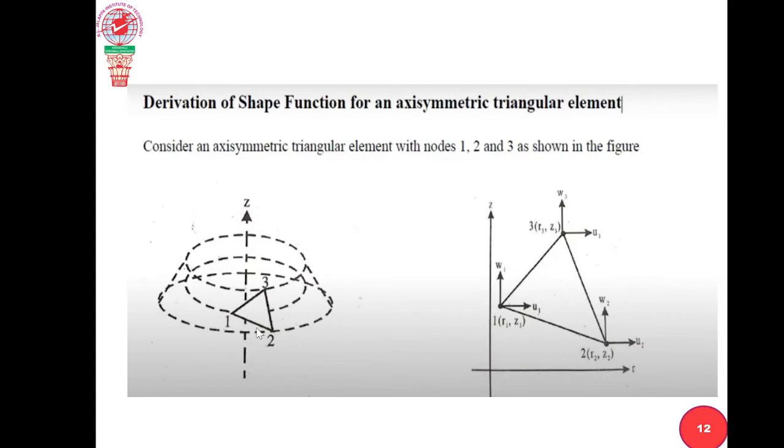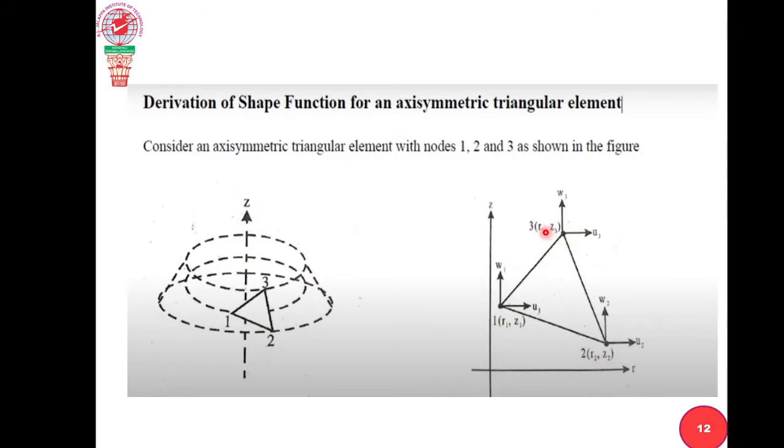Now, with respect to this triangular element, we can observe in the figure on the right side that they are denoted with the displacements and with the coordinates. Let me take up the coordinates first. With respect to node 1, the coordinates are r1, z1. With respect to node 2, the coordinates are r2, z2. And with respect to node 3, r3, z3.